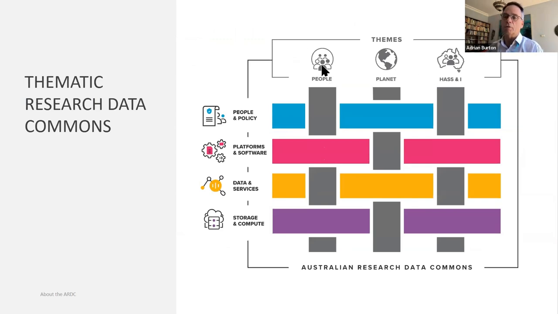The People RDC focuses in on health and medical. Our Planet Research Data Commons focuses on environment, and the HASS and Indigenous focuses on humanities, arts, and social science. So today's work is coming to you as part of our health and medical area, the People Research Data Commons. But of course, it has applications. As you can see, we join up all of our applications across the different areas as well.